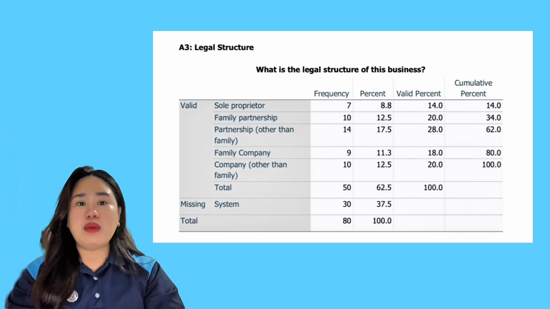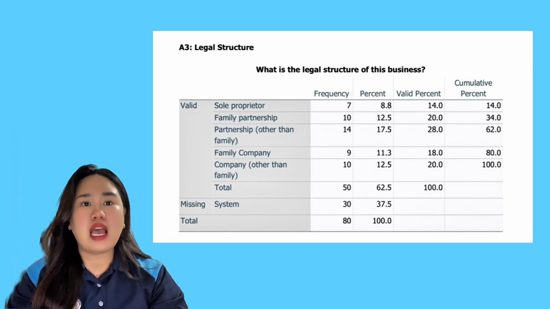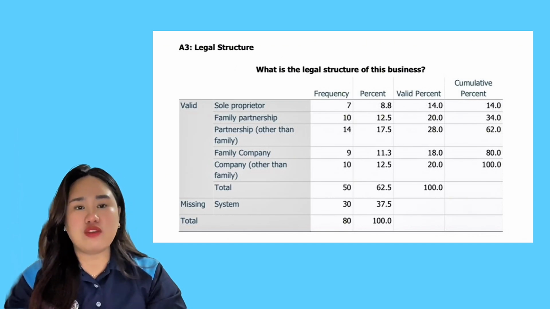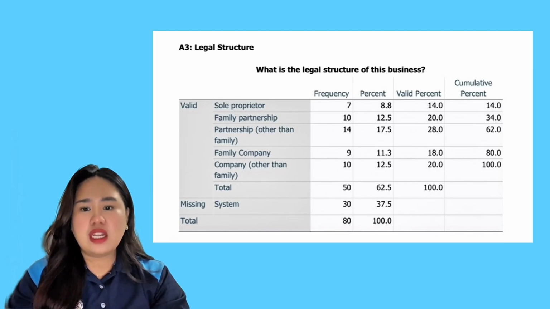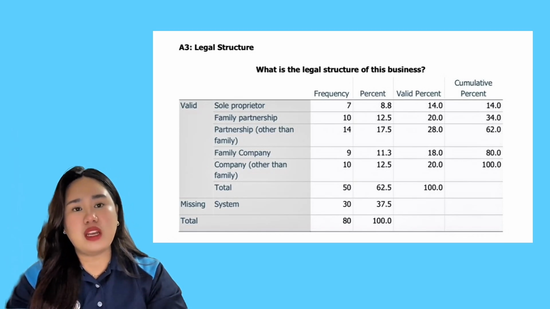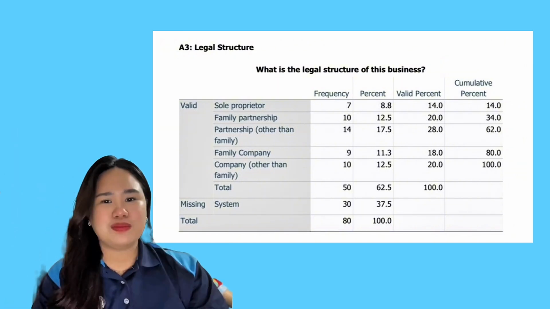Following that, family partnership and companies with non-family members are equally common at 20% each, showing a balance between trust-based and formal structure. Family companies account for 18%, indicating that family involvement remains important, especially within structured companies.